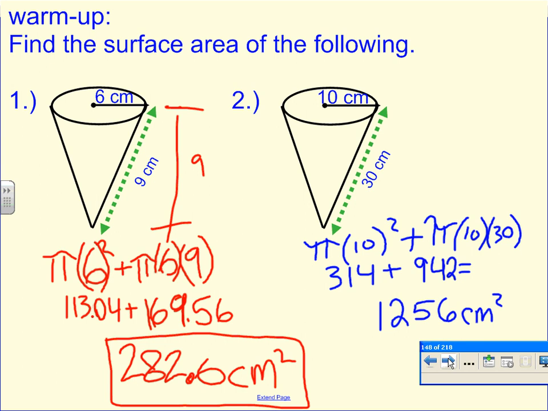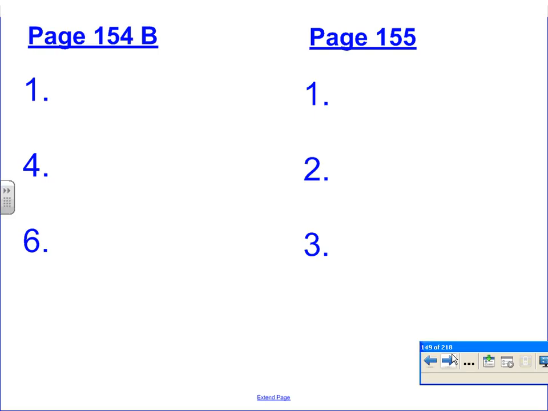Okay, let's go over your homework, and then I'm going to let you know what we're going to do in a second. So let's go to 154B first. Sorry about these 3 different pages you guys had to go to. You only had 1, 4, and 6. I know, kind of random. I chose these because they were the harder ones for a pyramid. So if you're good with the harder ones, you could do the easier ones.